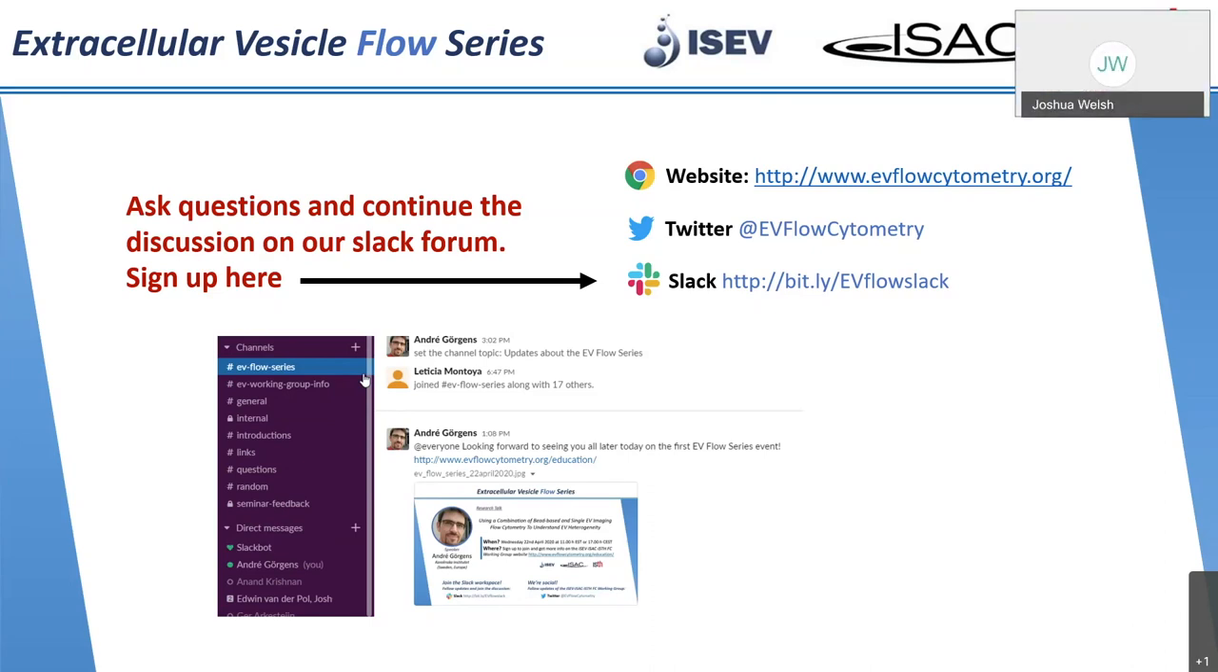So we have another question here, regarding the MACSPlex: how can you say that a protein is really expressed by EVs and it's not just background noise? Is there a threshold that permits you to distinguish the true positivity of one protein marker from the background noise?